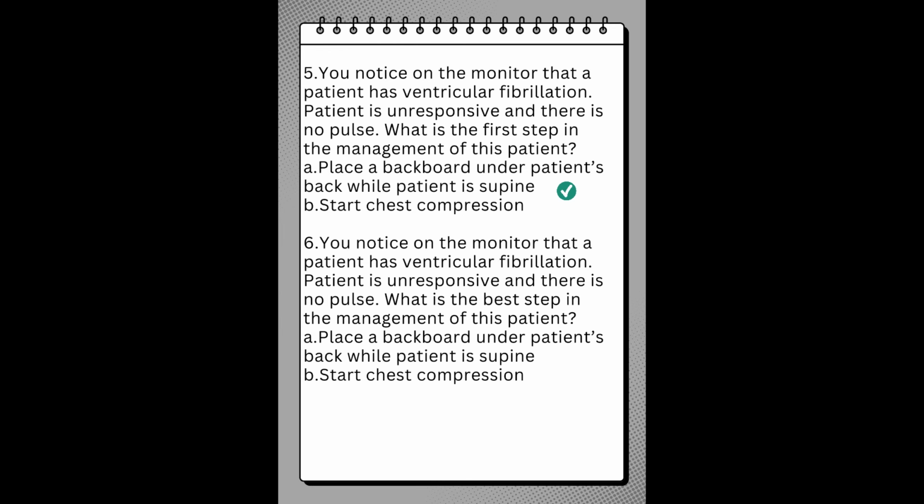C. Start chest compression. Best at this point is asking us what is of the highest priority. The highest priority at this time is not to put a board under him, but to save him. How do you save him? Start chest compression. So number 6, the best answer is to start chest compression. Why? Your aim is to save him. But if you are to start chest compression, the first step is to put a board under him. So number 5, A is the answer. Place a board. Number 6, start chest compression becomes the next thing.